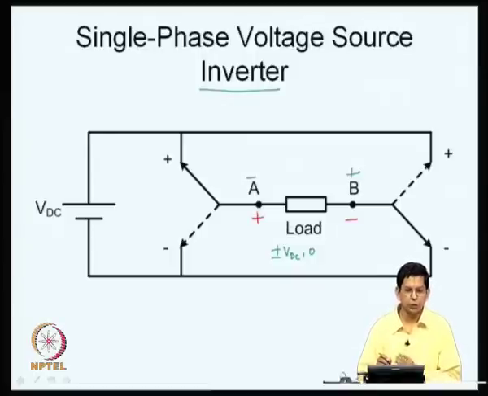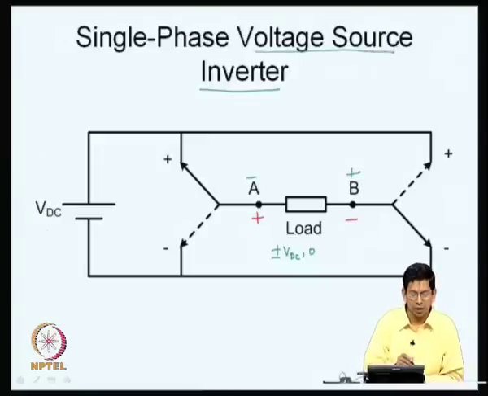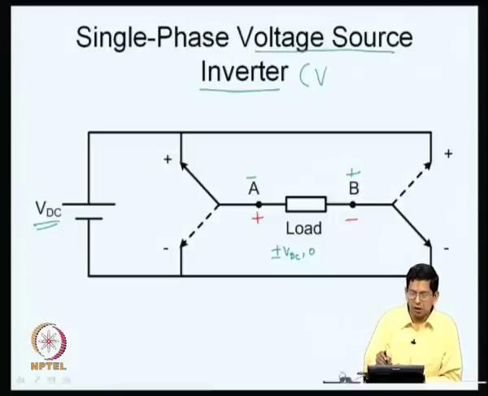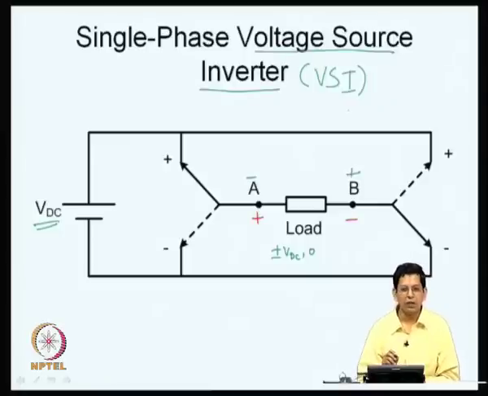It is a voltage source inverter because the DC source is available as a voltage source here. And why do we call this a single phase voltage source inverter? Because the load is a single phase load. Many a times this voltage source inverter is abbreviated, and we use the acronym VSI to indicate a voltage source inverter.